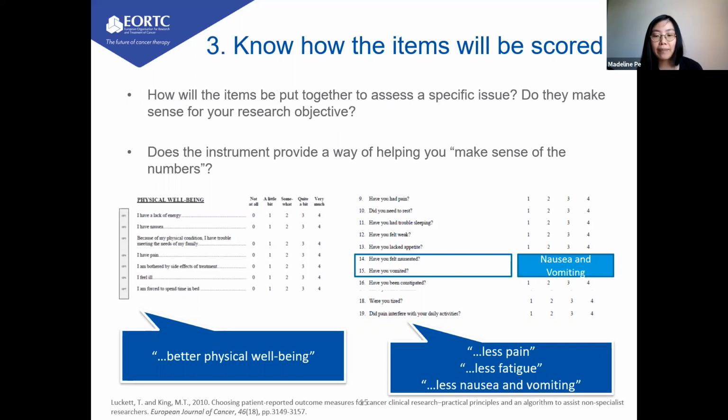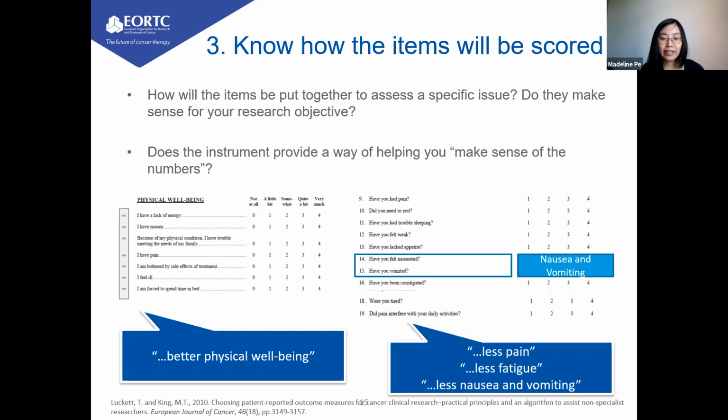In the EORTC measure, pain, fatigue, and nausea and vomiting are seen as different and separate issues. So if you use the EORTC measure, you will actually be making conclusions about how much pain the patients felt, how much fatigue, or how much nausea and vomiting. So what I wanted to show here is that you can have two seemingly similar quality of life measures, but the conclusions and what you can get out of them may be different.